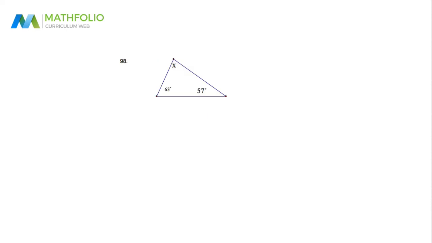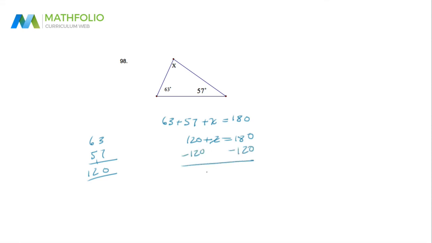Okay, number 98. Again, we've got three angles that are labeled. X is what we're trying to find. So we've got 63 plus 57 plus x must equal, well, 180. That's the interior sum of angles of a triangle. When we add these two numbers together, 63 and 57, we end up with 120 degrees. So combining those like terms, 120 plus x equals 180. When we subtract the 120, we end up with x equals 60 degrees. So that's our answer for 98.